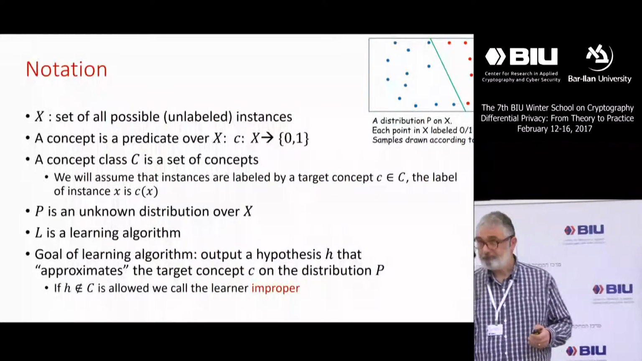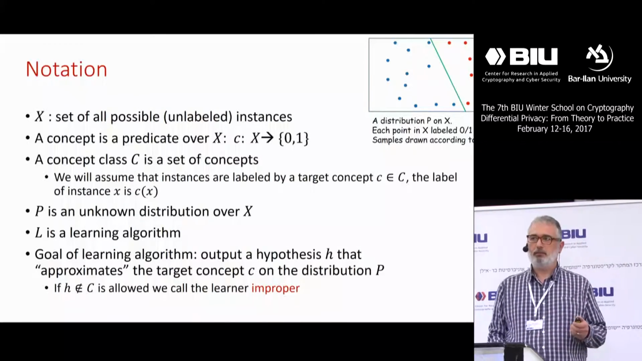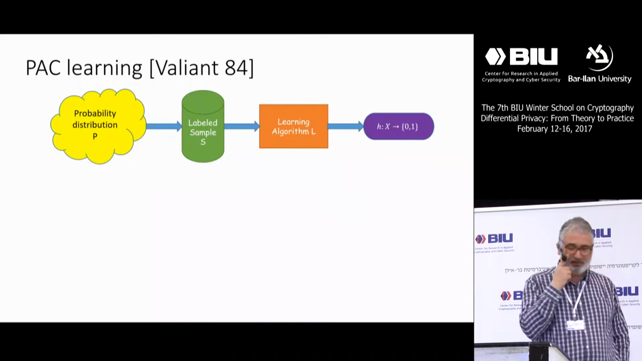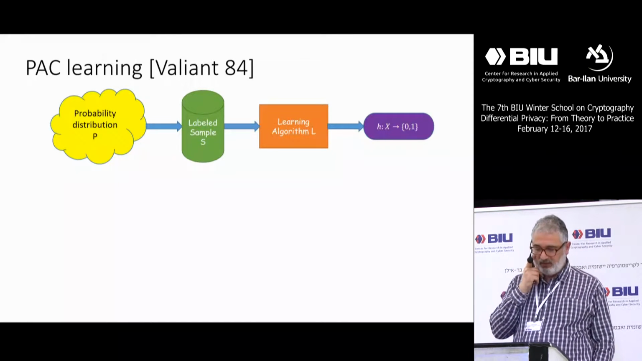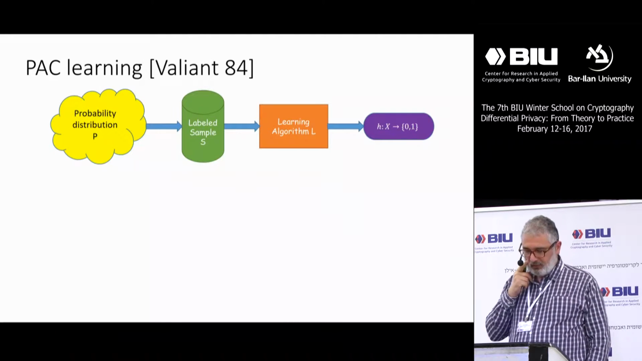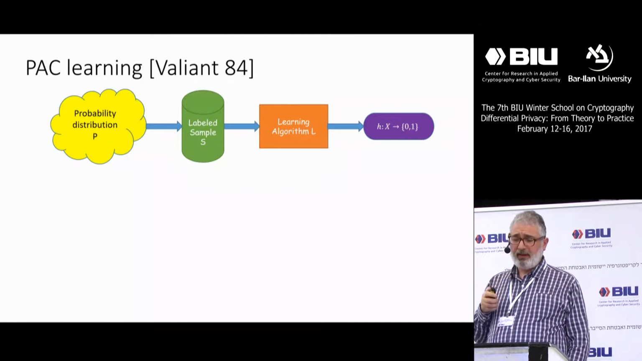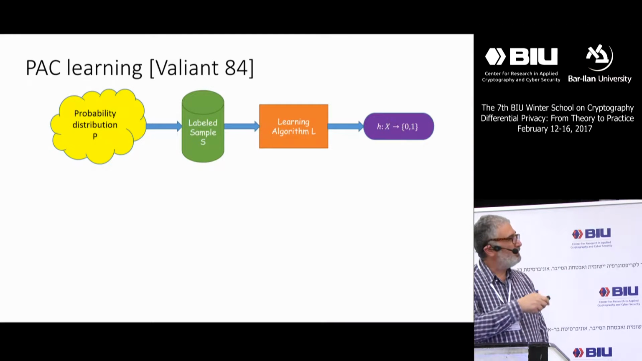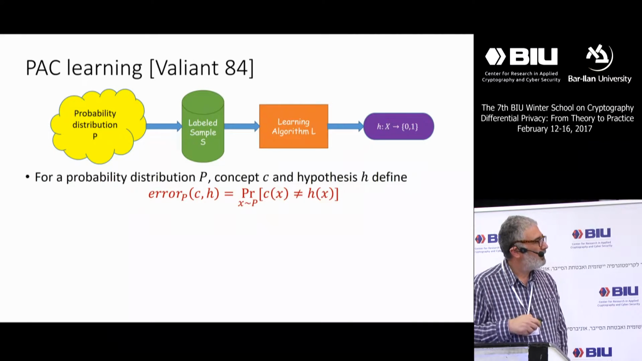Okay. So the model I'll work in is a model that is studied mainly by theorists. It's the PAC learning model of Valiant. This is the picture we've seen already.